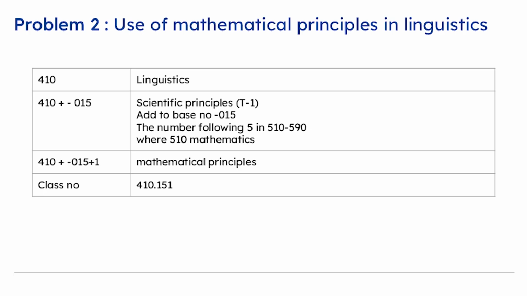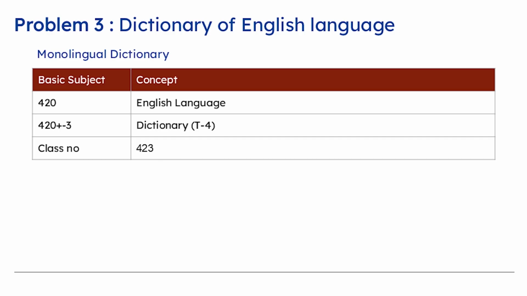Now, next example. Dictionary of English language. So, it is explicitly given English and then English language. So, certainly it is a document on language class.